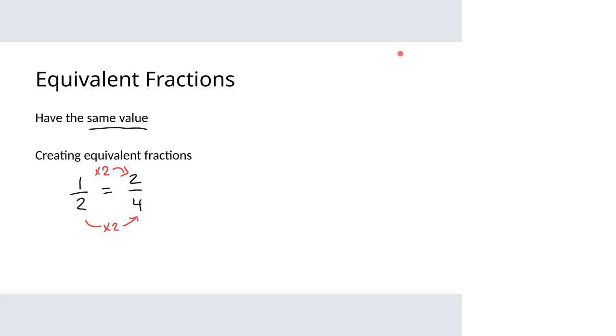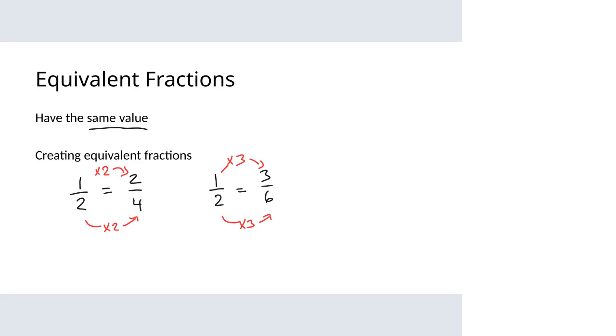It doesn't necessarily have to be 2. 1/2 would be the same thing as 3/6. Same value. Those are equivalent fractions. And essentially what's happened here, going from 1/2 to 3/6, is we've multiplied the denominator by 3. So to keep the value the same, we also have to multiply the numerator by 3. And that's how we're going to work to create equivalent fractions.